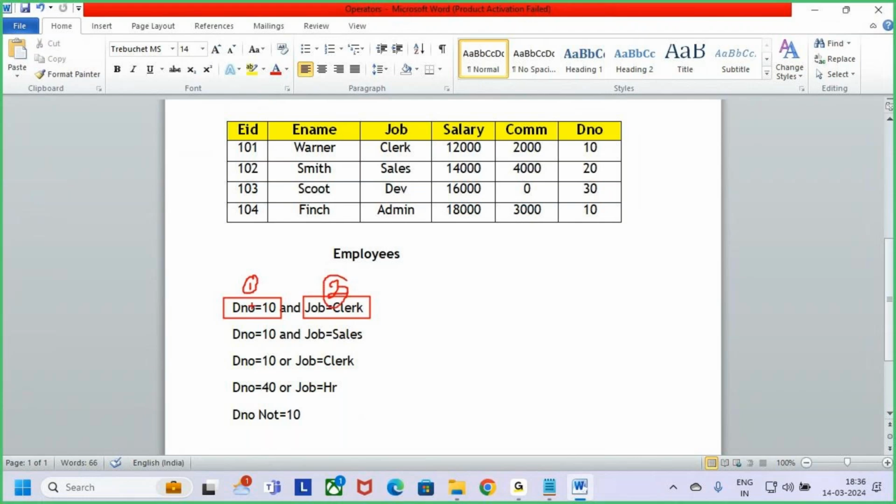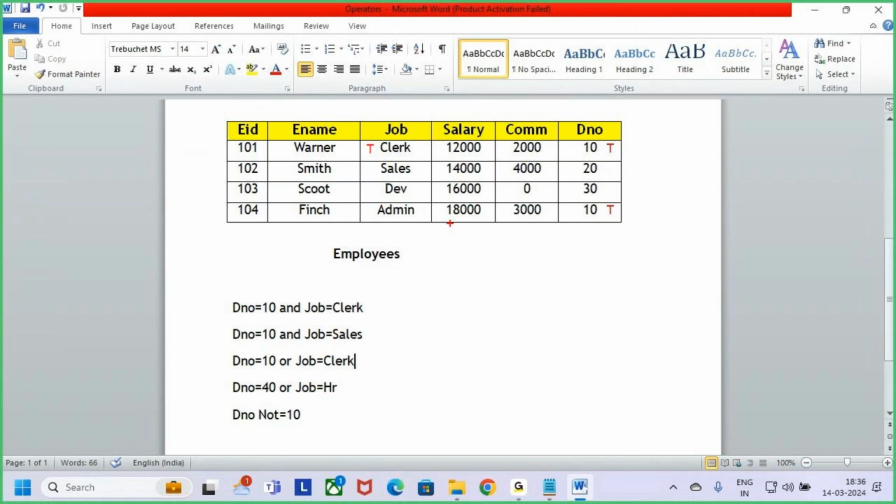Now see, the first condition is department number is equal to 10. Now how many employees are there in the 10th department? Here one employee is there, here one employee is there. Here the first condition is true. Here also the first condition is true. Now what's my second condition? In the 10th department, I want to find out the employees who are working as a clerk. So the second condition is job is equal to clerk. In the 10th department, there are 2 employees. One of the employees is working as a clerk. So the second condition is also true.